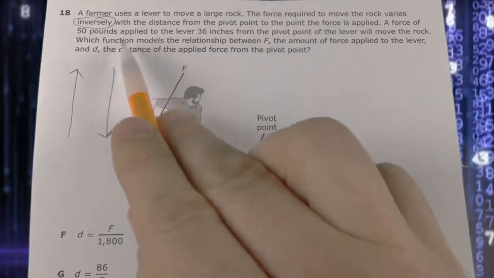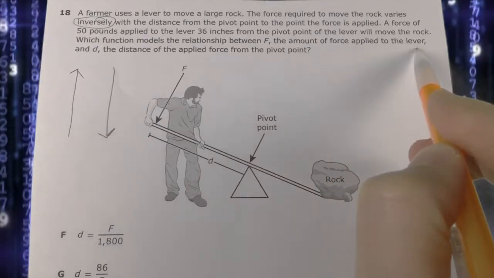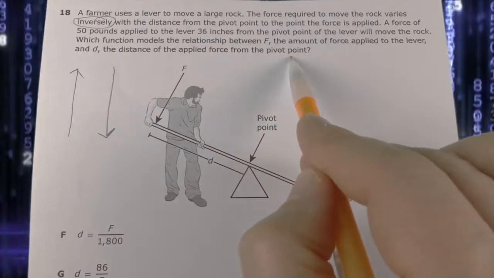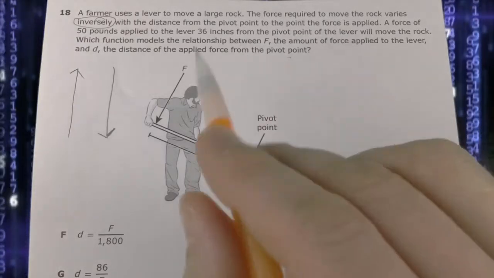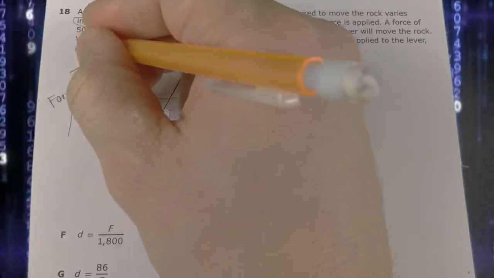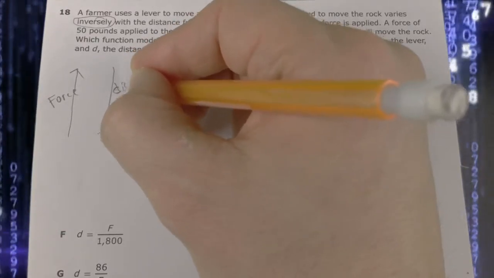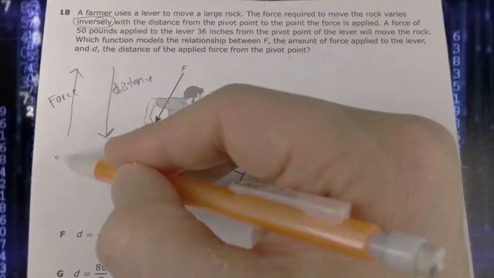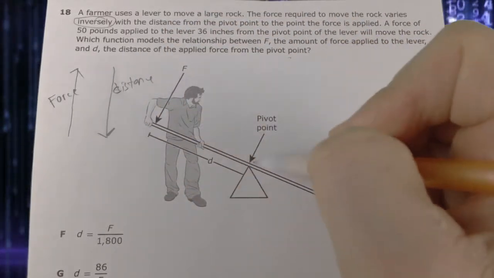So in this situation, which function models the relationship between F, the amount of force applied to the lever, and D, the distance of the applied force from the pivot point? The greater the force gets, the smaller the distance can be from the pivot point, and vice versa. The less the force is, the greater the distance is going to have to be from the pivot point. So here's the force going down, and here's the distance from your pivot point.